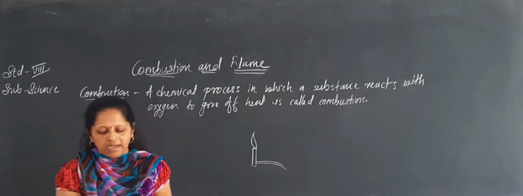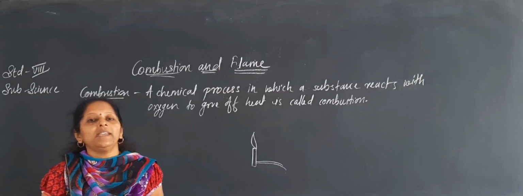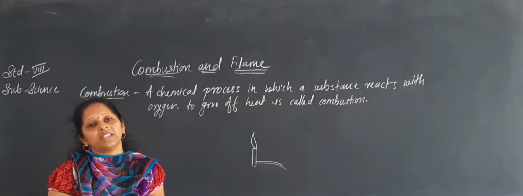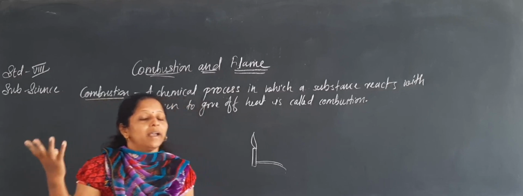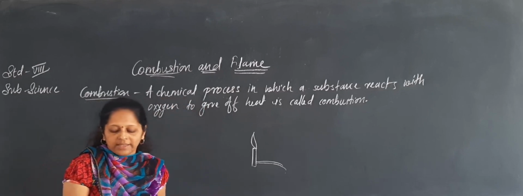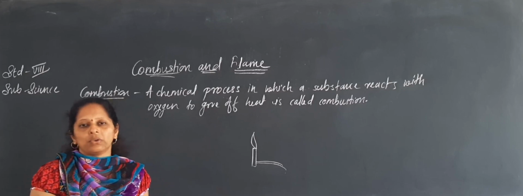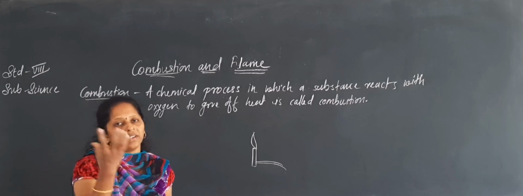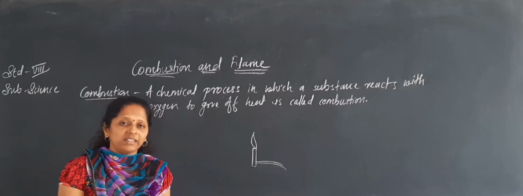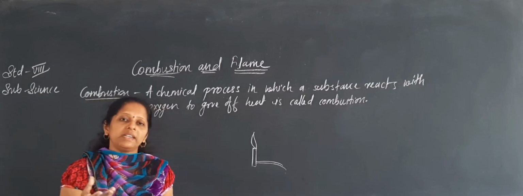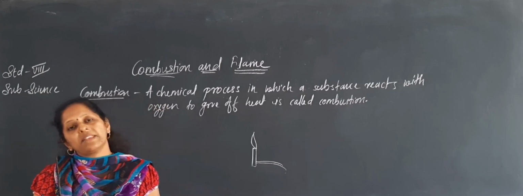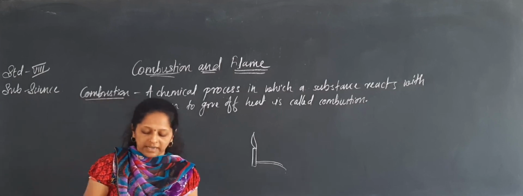Sometimes light is also given off during combustion. During combustion there is not only heat produced; sometimes light is also produced, either as a flame or as a glow. When we burn a candle, light is produced also. When we burn wood, it produces heat and light. So sometimes when substances are burning, they produce heat and light.